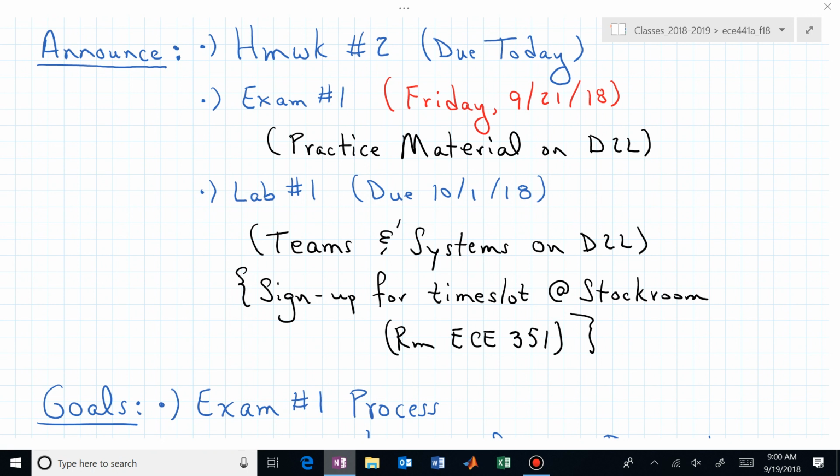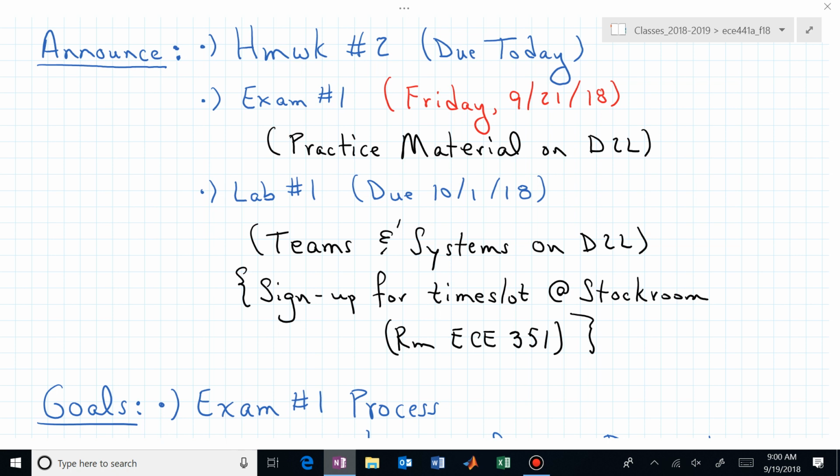Homework number 2 is due today. Hopefully that doesn't surprise anyone. Exam number 1, which is more of a surprise if this surprises you, is scheduled for Friday morning. And if you're completely taken aback by that, I'm not sure where you have been. I think I've been announcing it consistently for a while. And the practice material for exam number 1 is on D2L.